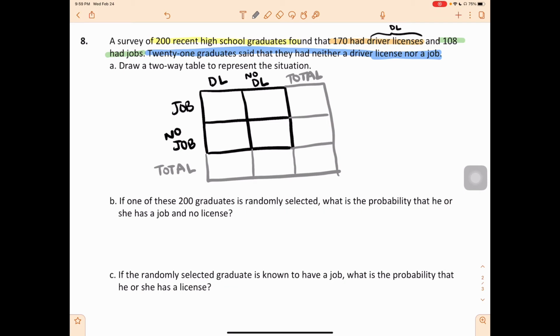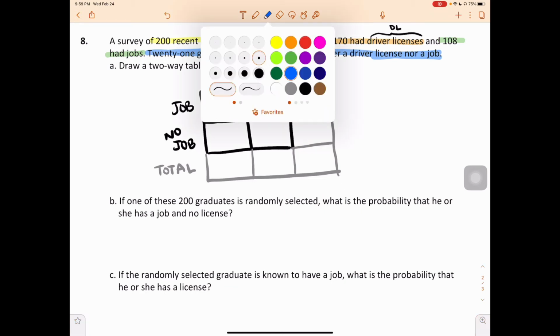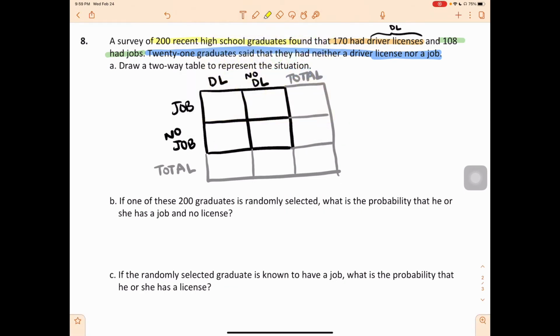Okay, so let's see what we're given. It says 200 recent high school graduates. So where would I put that 200? That's what you want to ask yourself here, is where would I put the 200? That is the main total. So the 200 number goes right here. So this is your first step, is to start plugging in these numbers that we have into our table. So pause the video and try it out on your own. I know you can do it. You can totally do it. Give it a shot.